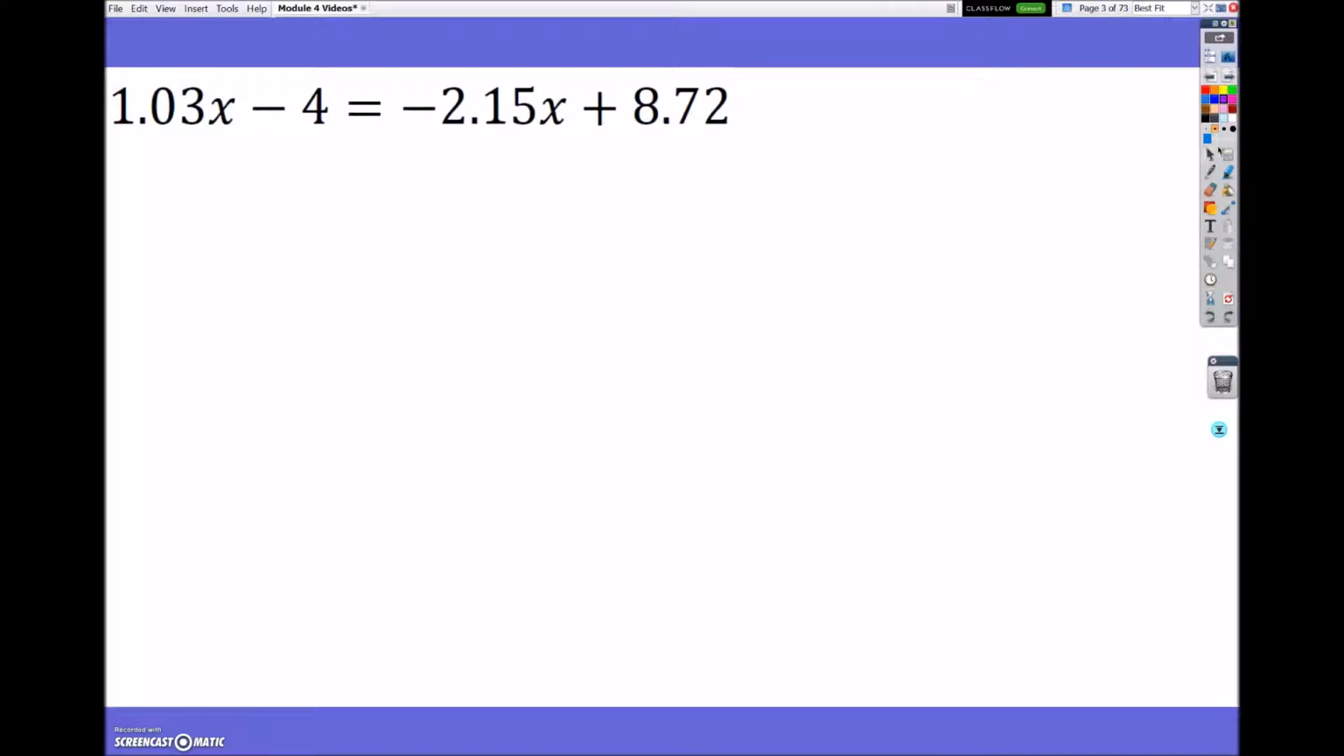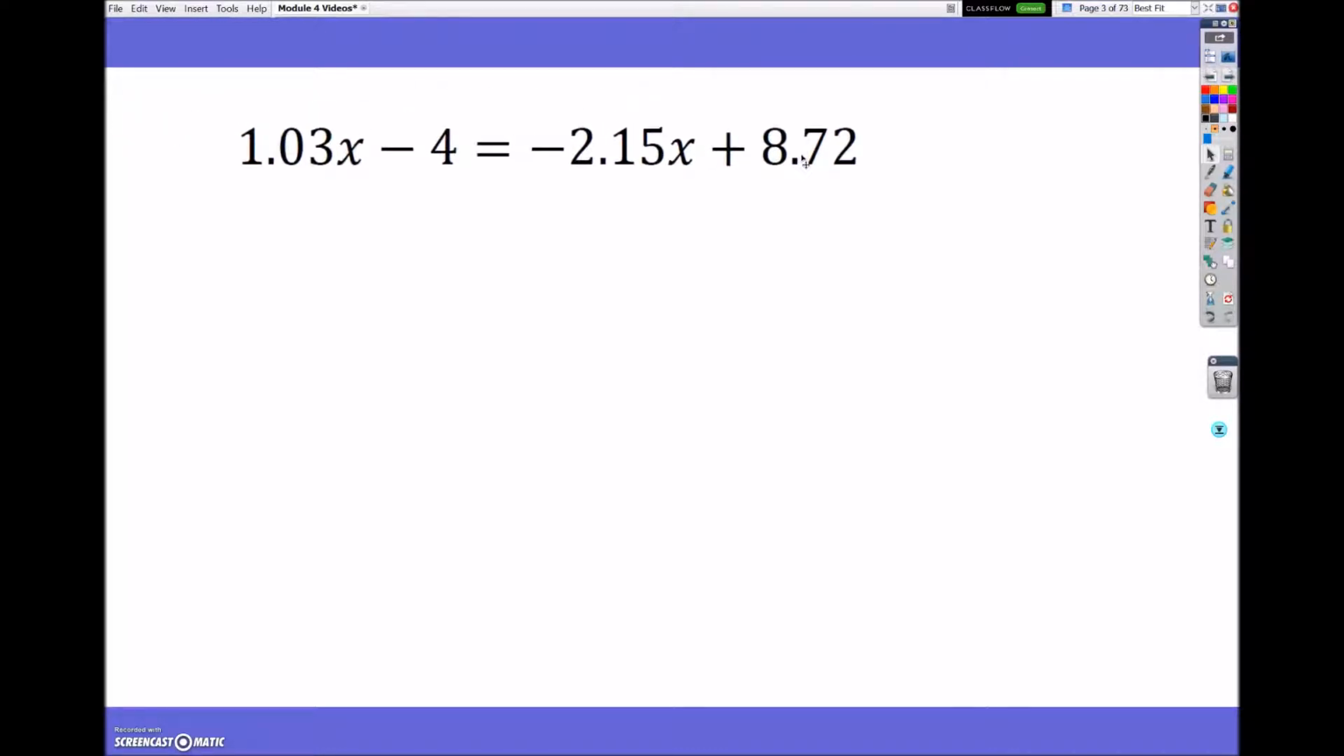On this one, if we remember, whenever we have decimals, we really don't like decimals, so we want to do a thing called clearing the decimal or a decimal buster. So what I'm going to do is I notice that the biggest decimal is in the hundredths place. So what I'm going to do is multiply each and every term by 100. And that will give me 103x minus 400 is equal to -215x plus 872.